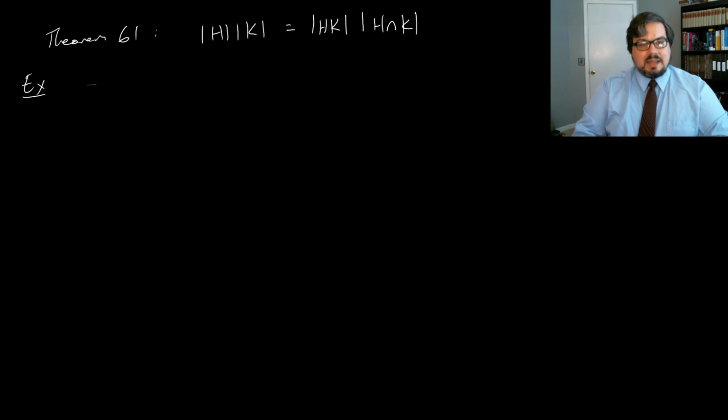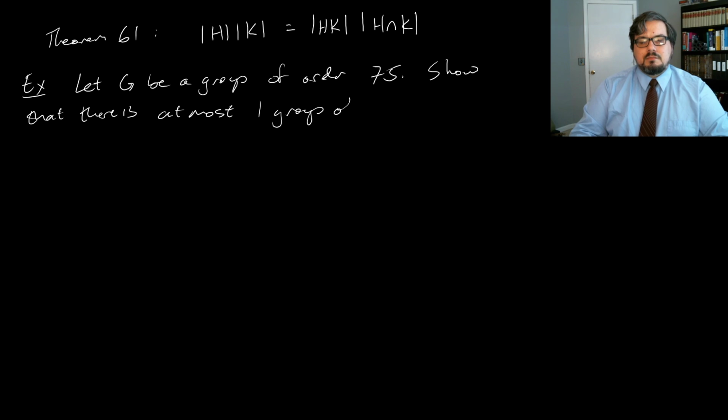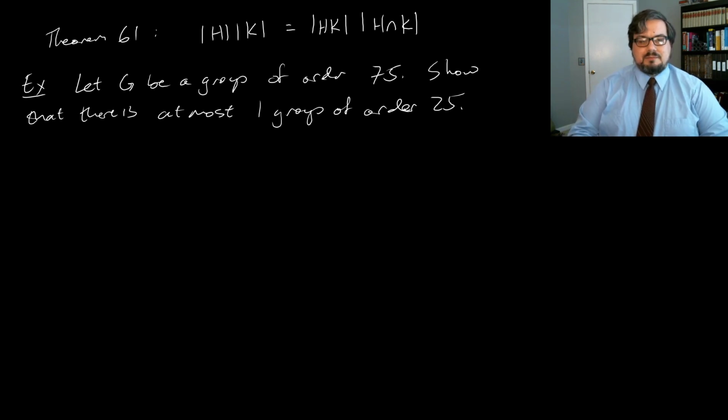So, for example, we can let G be a group of order 75, show that there is at most one group of order 25. We're actually going to see later on that G must contain at least one group of order 25. This example will show that there is only one group of order 25. But for the moment, let's focus on just showing that there's at most one subgroup of order 25 of G.